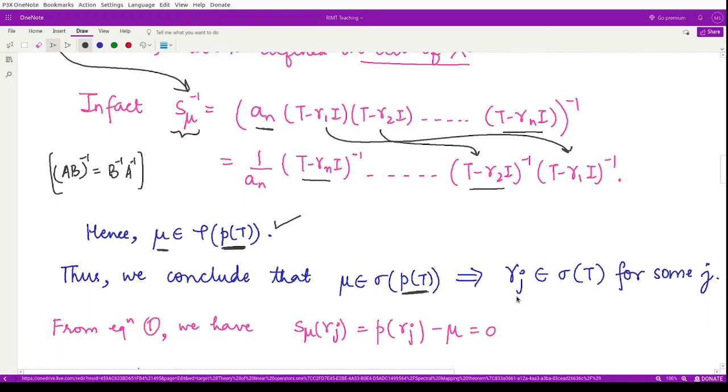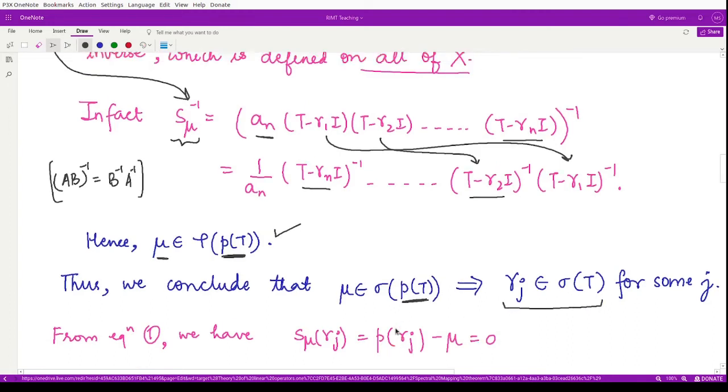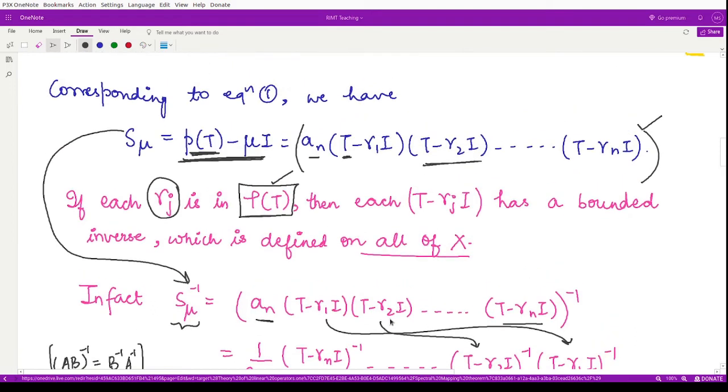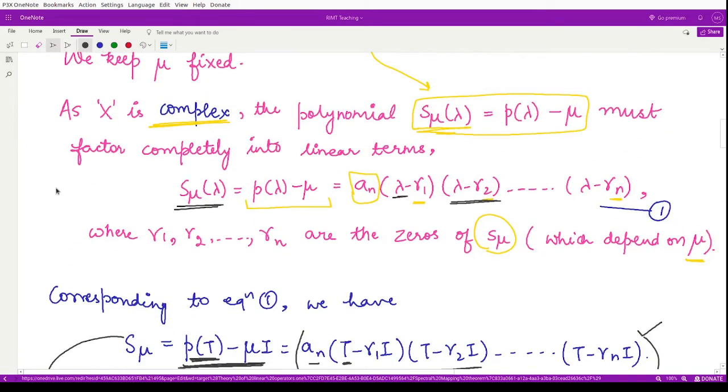So if gamma j belongs to the spectrum of T, we can also see from equation number 1, if you substitute in place of lambda the value gamma j, suppose we input gamma 1 here, so we will have S mu of gamma 1, that would be P of gamma 1 minus mu, so that would be a_n into (gamma 1 minus gamma 1)(gamma 1 minus gamma 2) up to (gamma 1 minus gamma n). So you see the first factor here is 0. So here we have 0.